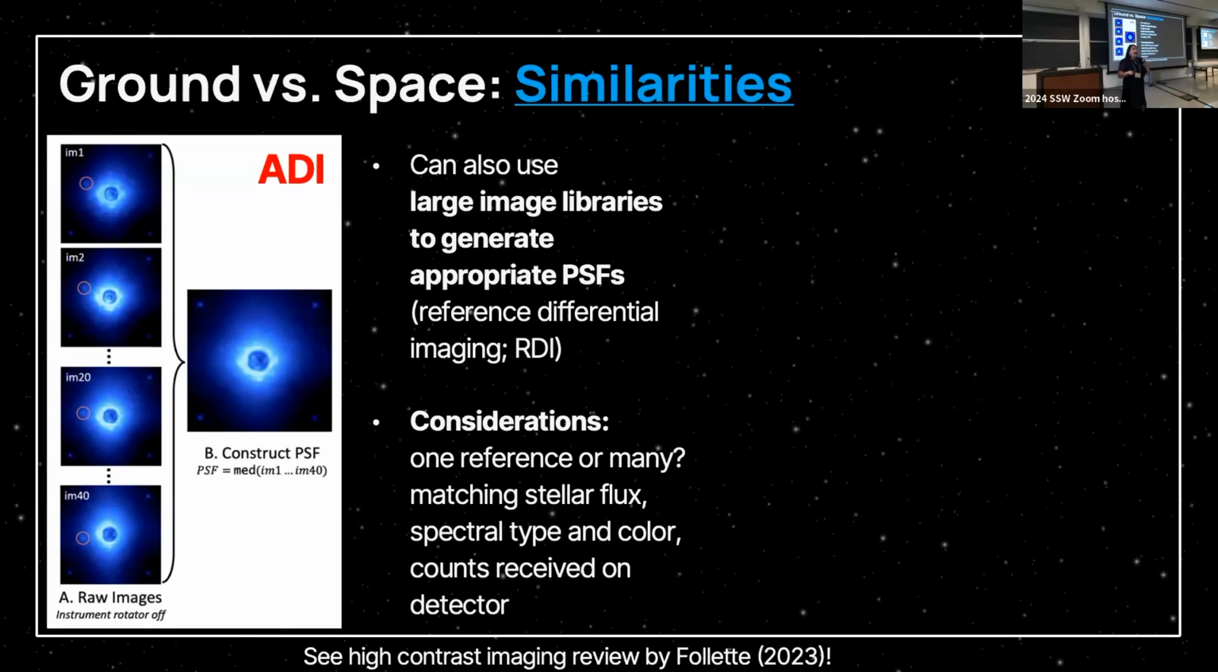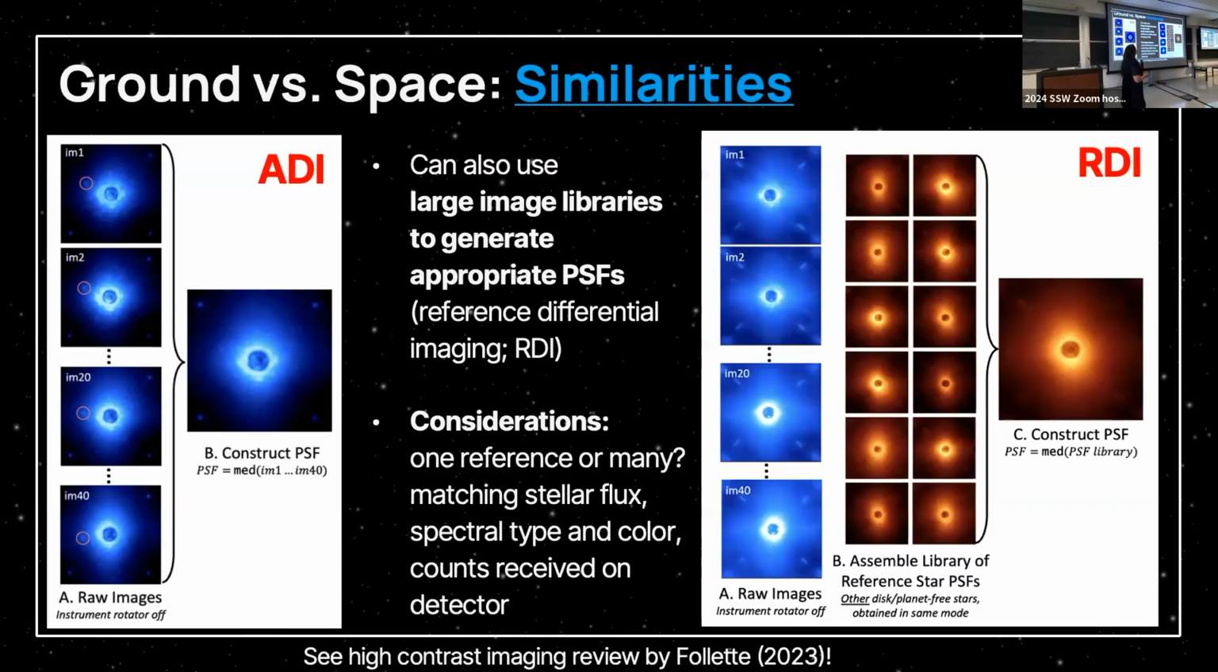But as we've talked about a lot this week, we can also use large image libraries to generate appropriate PSFs, or even just choose one really good star to be our reference image to subtract off as well. And so this reference differential imaging has a lot of considerations, and some of the ones that are important for us to think about as we go to space are: do we pick the one singular perfect reference star that is the exact replica of our science target and try to subtract that off? Does such a star even exist? Sometimes it doesn't. And can we leverage large libraries of reference stars and combine them in a PCA-based analysis to build up what we think is the closest match PSF to our science target?